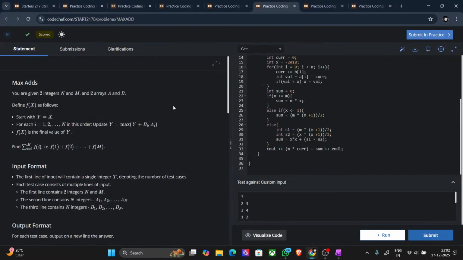So moving towards the next problem, max adds. For this problem, you are given two integers n and m and two arrays a and b. Define f(x) as the following. Start with y equals x, and for each i from 1, 2, 3, 4 up to n in this order, update y equals max of y plus bi, comma ai. f(x) is the final value of y. Find the summation of f(i) for i equals 1 to m, that is f1 plus f2 up to fm.